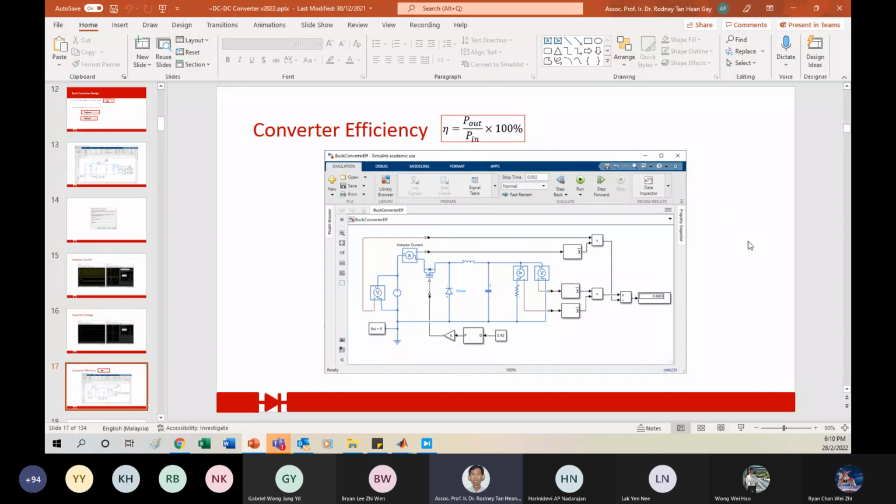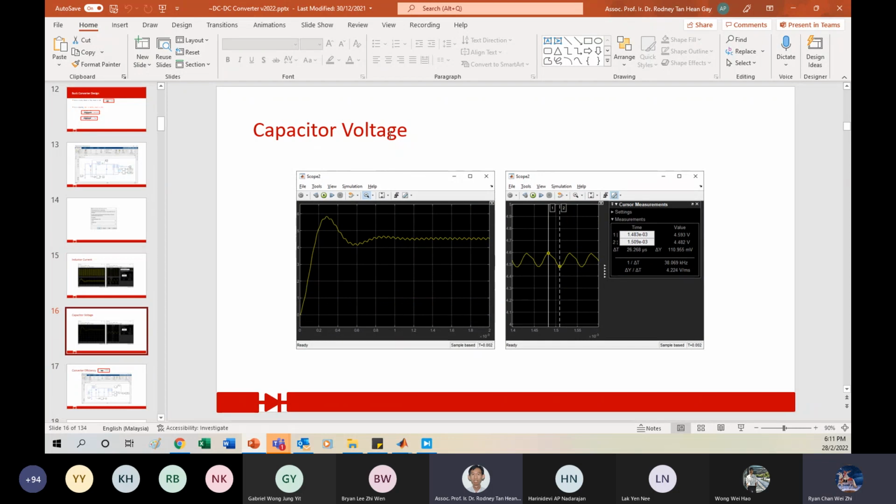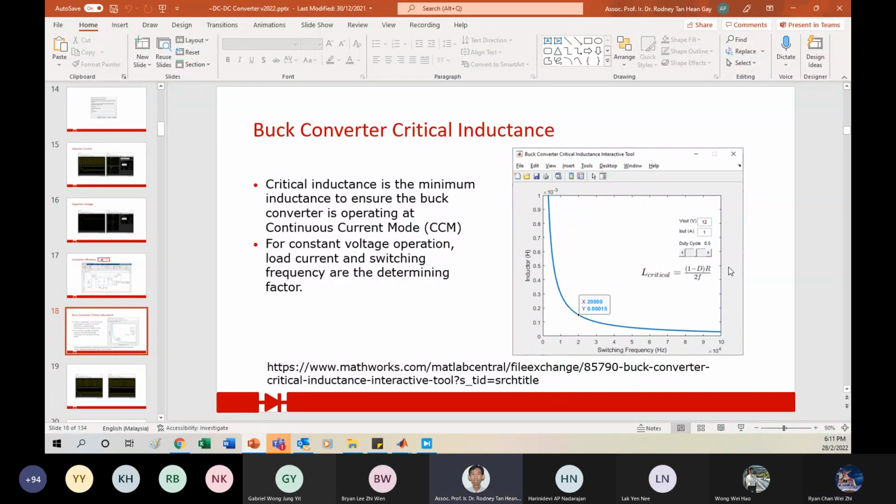Okay, so all right. So we will see the efficiency. Okay, we see this one. The ripple of the inductor current. And of course, the most important is the capacitor voltage, because this is the voltage of the output. This is what your load is seeing. Okay, so now we move on.